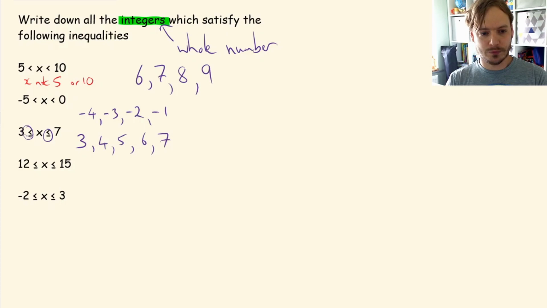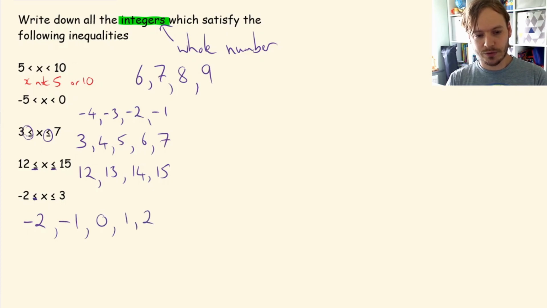This one, I'm running from 12 to 15. Both of them have their equals line in, so I include 12 and 15. So 12, 13, 14, and 15. And then one more. I'm beginning at -2 down here. The equals line means I do include -2. Up from there is -1, and then 0, and then 1, and then 2, and then because of this equals line, I also include the 3. Nothing too complicated there, really.